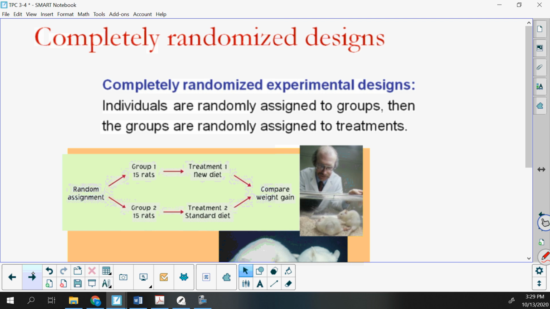So we won't rely too heavily on the terminology in this course, but I just wanted to introduce it to you. What we will rely more heavily on is how to design an experiment.